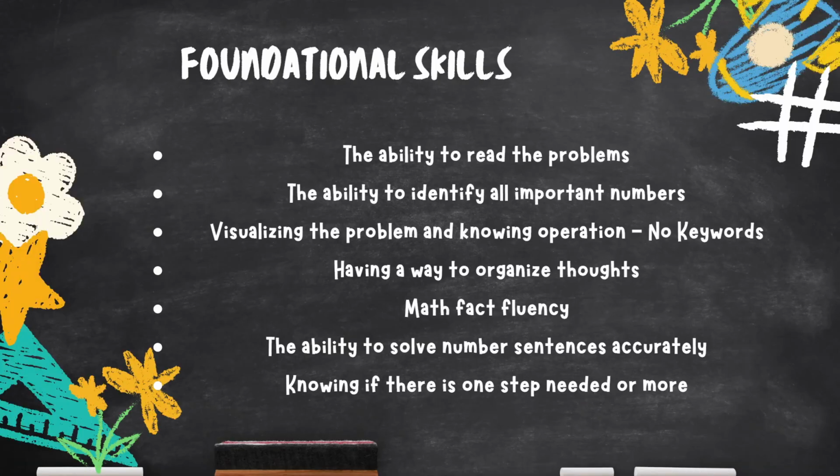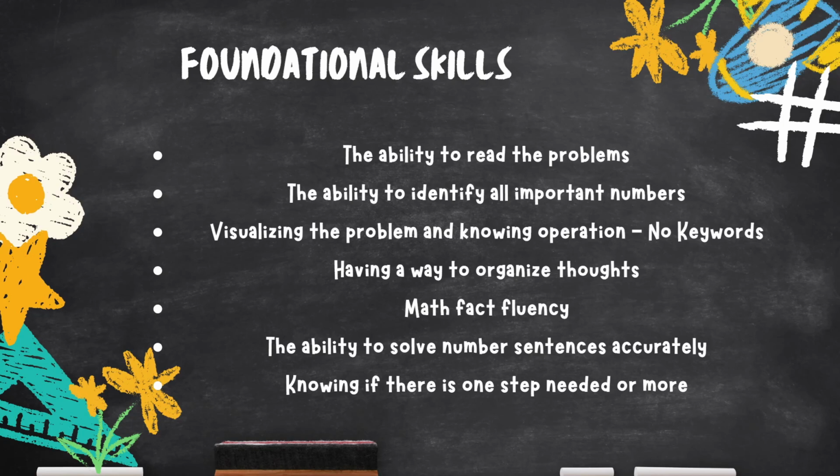Okay, in order to solve a word problem, your kid has to be able to do so many things before they can actually start solving. So the foundational skills that need to come before solving word problems would be the ability to read the problems, because math is usually just numbers, and now we're throwing a story in there. And so they'll need the ability to read the problems. They will need the ability to identify all important numbers, and that includes taking out unnecessary information, so identifying what numbers you are actually discussing in the problem.